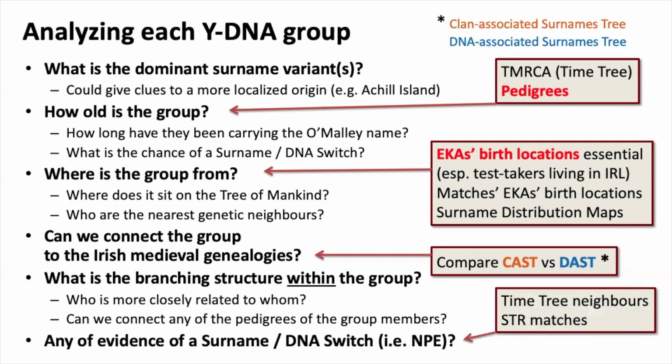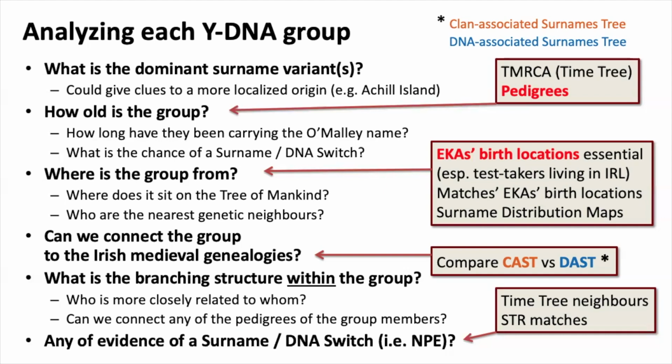And again, looking at the neighbours on the time tree, looking at the STR matches. And I know that there are people here from Group 4, which is the Joyce group? John and James, what group number is that? Group 5. Right, okay. So Group 5, again, there's a lovely diagram where John and James's O'Malley family is sitting on the tree of mankind, surrounded by Joyces as far as the eye can see.